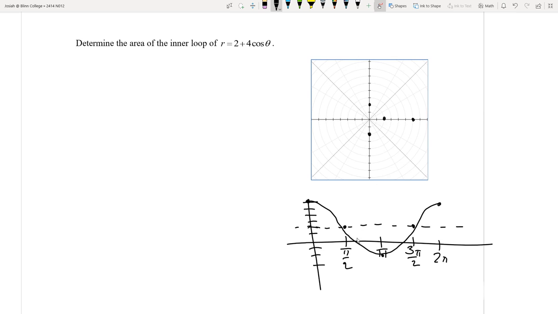Right, we typically like to look at what the intercepts are. So 2 plus 4 cosine of theta equals 0. We've got 4 cosine of theta equals -2. So cosine of theta equals -1/2. We'll just look at the first couple, right? That's what we're looking for in this first rotation. So we're looking at 2 pi thirds and 4 pi thirds. And so that will give us the points where we are going to be hitting 0 here.